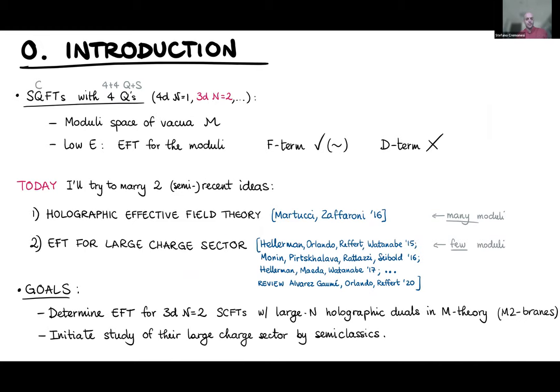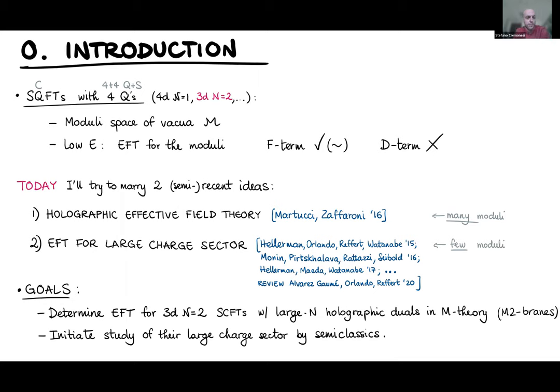So I'll start with some introduction, and today I will be discussing superconformal field theories and more generally supersymmetric field theories with 4 supercharges, say plus 4 conformal supercharges. So you can have in mind as basic example 4-dimensional N=1 supersymmetry, but in fact today I will discuss the 3-dimensional cousin, which is called N=2 supersymmetry.